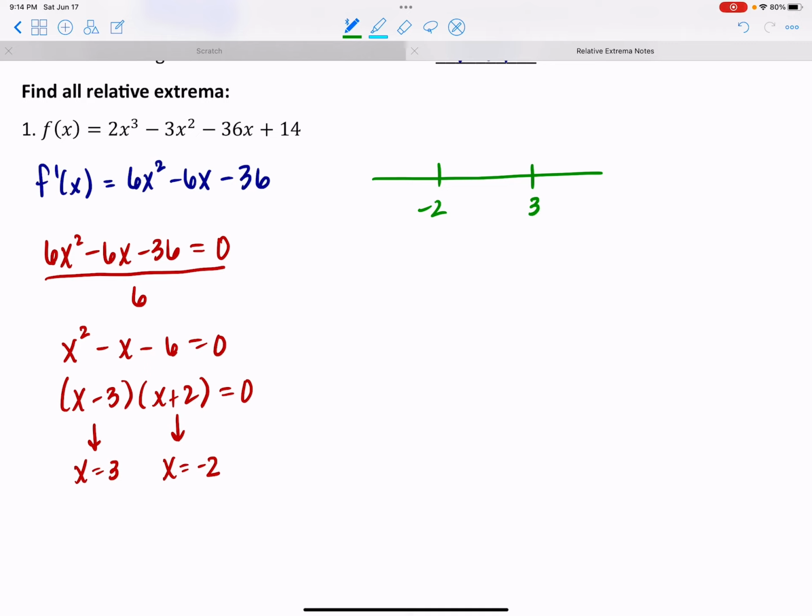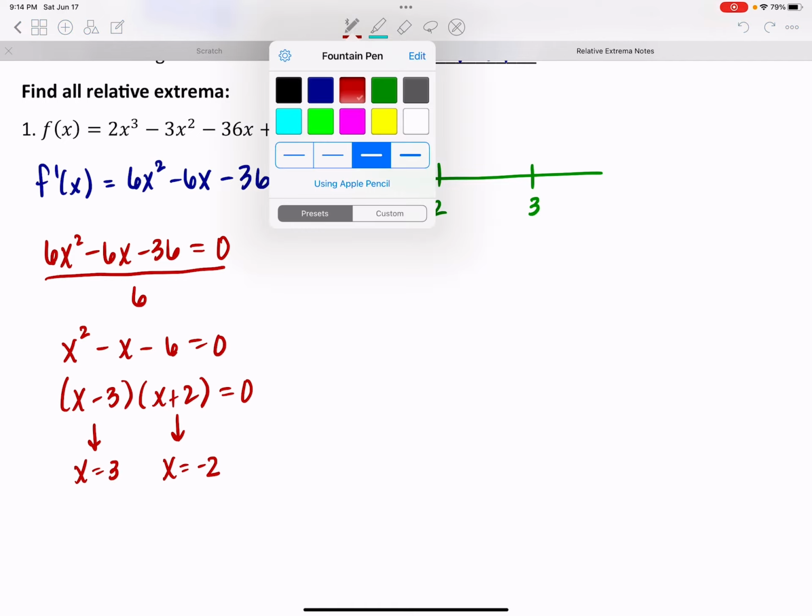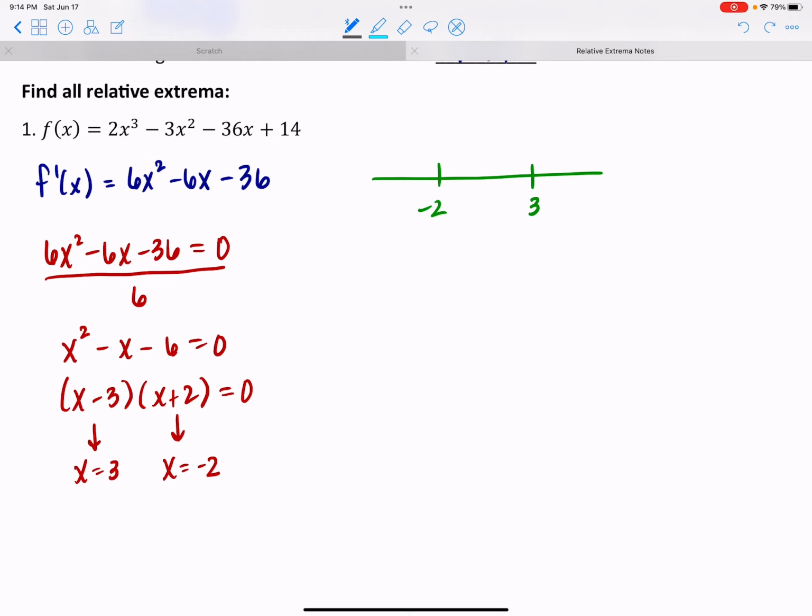So we need to test some numbers. Let's test something like, how about a negative 3 over here? Let me change colors again. Let's test a negative 3 over here, I like 0 if I can use that, and then maybe positive 4.